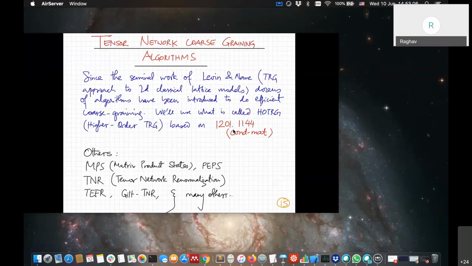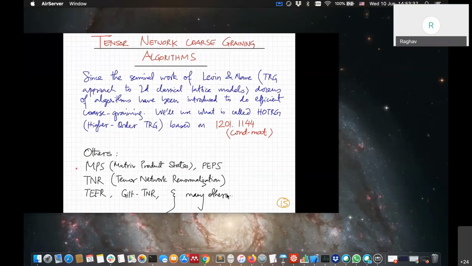in 2012. There are many other tensor network methods known as MPS, PEPS, TNR, TEFR, GILT TNR, and many others. The basic idea is, why are there so many different methods of doing the same thing? It's because different contractions, and how you understand the physics in the thermodynamic limit, depend on what kind of system you are looking at and the accuracy you want.